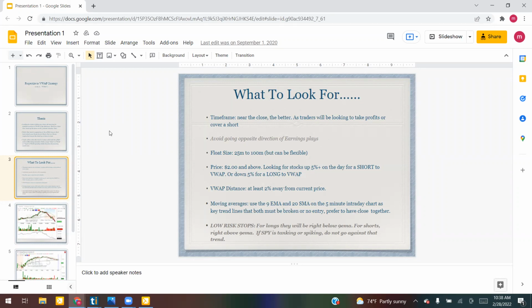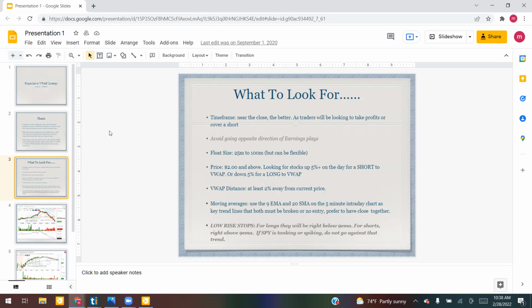Here's a key that I bet you didn't know for projectile plays. We like to see the float size between 25 million to 100 million. That's optimal. Can we play it if it's less or more? Definitely if it's more, but understand that the higher the float, the slower the move towards VWAP it's going to be, which means it's probably going to be less of a move than in between that 25 to 100 million range.